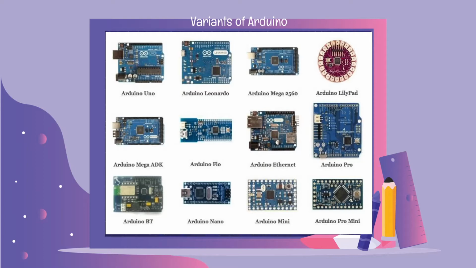Okay, these are the variants of Arduino. Arduino is a microcontroller, the brain just now. We have many types of Arduino from the big scale to the small scale. The big one is the Arduino Mega 2560, and the smallest one is the Arduino Nano. The Arduino Mega uses the ATmega2560 chip, and the smallest one uses the ATmega328P.